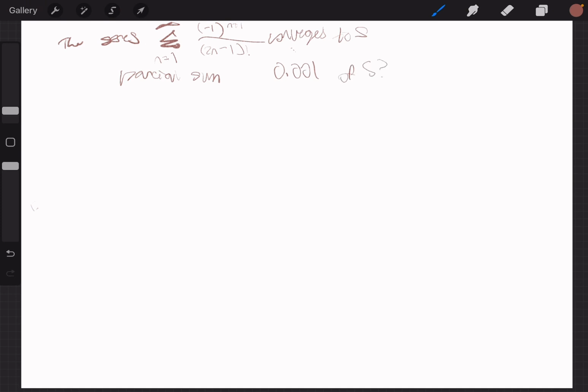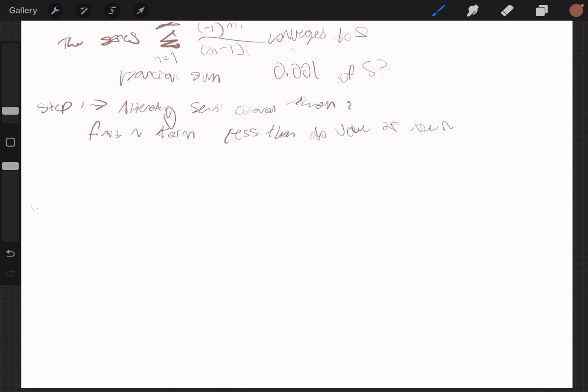So, start off. Step 1 would be alternating series. Oh yeah, we use the alternating series estimation theorem. The error in the sum of an alternating series by its first n terms is less than the absolute value of the next term. Sorry, I'm trying to make this legible, but I'm really struggling. I'm using an Apple Pen because honestly, it's not bigger. The first n terms, less than the absolute value of the next.